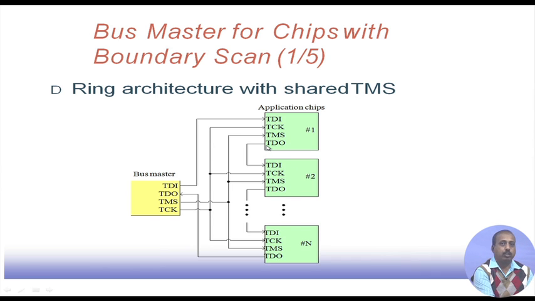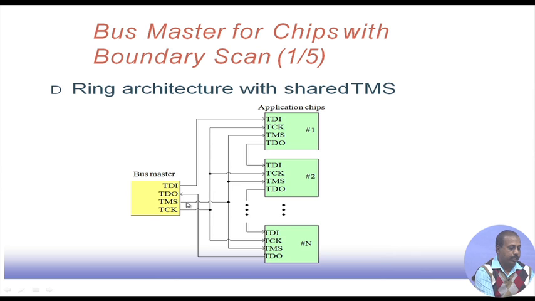As we have shown in the very first few slides on the boundary scan technique, the TDO of the first chip is connected to the TDI of the next chip. That way it is connected. The TDO of the second chip is connected to the TDI of the third chip, and finally the TDO of the final chip comes back to the TDO of the bus master.